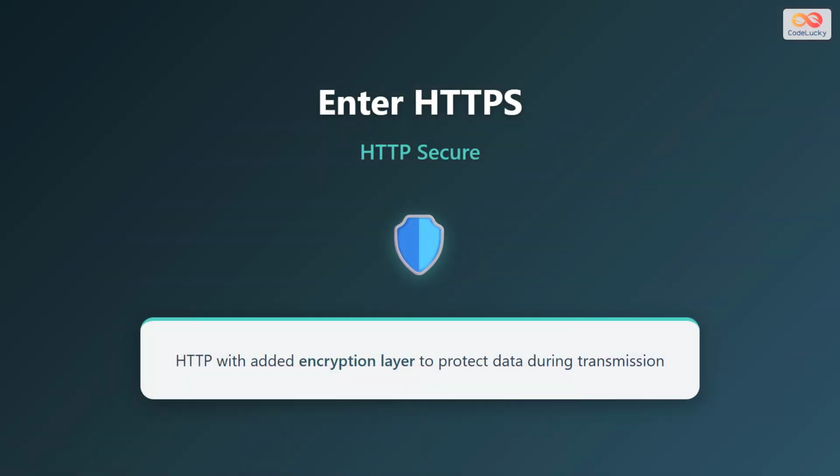HTTPS, which stands for HTTP Secure, solves this problem. It is essentially HTTP with an added encryption layer that protects data during transmission. This encryption ensures that even if someone intercepts your data, they cannot read it.